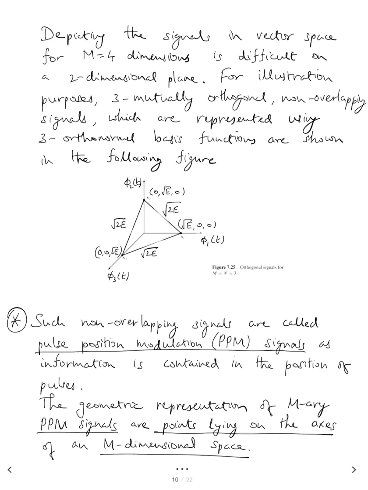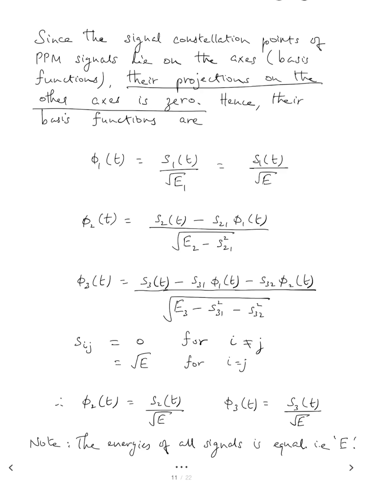Because, as I said earlier, the projections are going to be 0 for a particular signal on the other basis functions. So S1 of t lies on phi 1 of t, and therefore the projection of S1 of t on phi 2 of t will be 0, and so on.